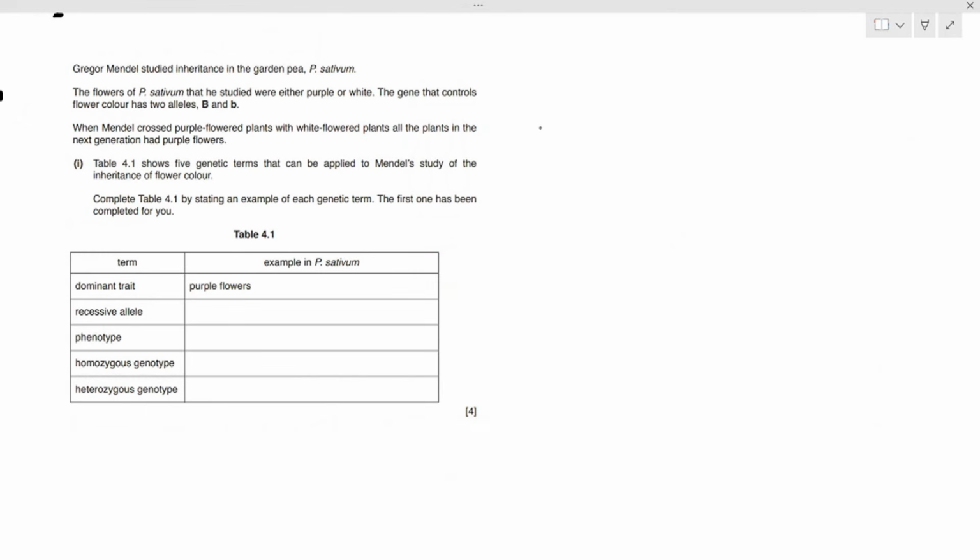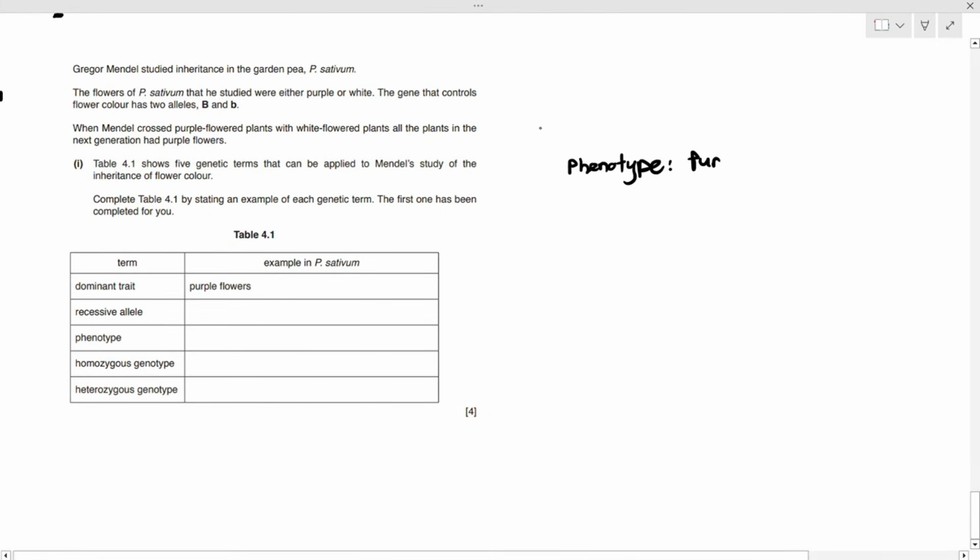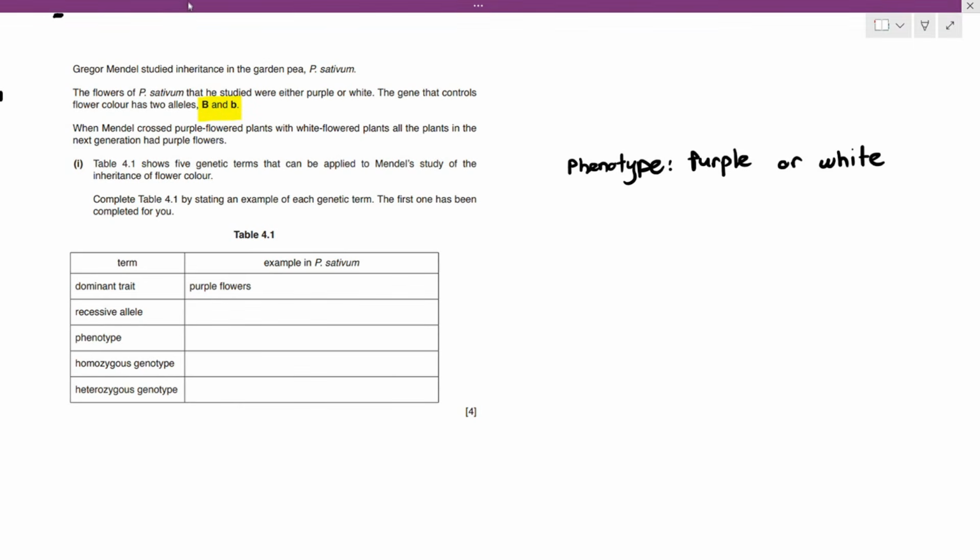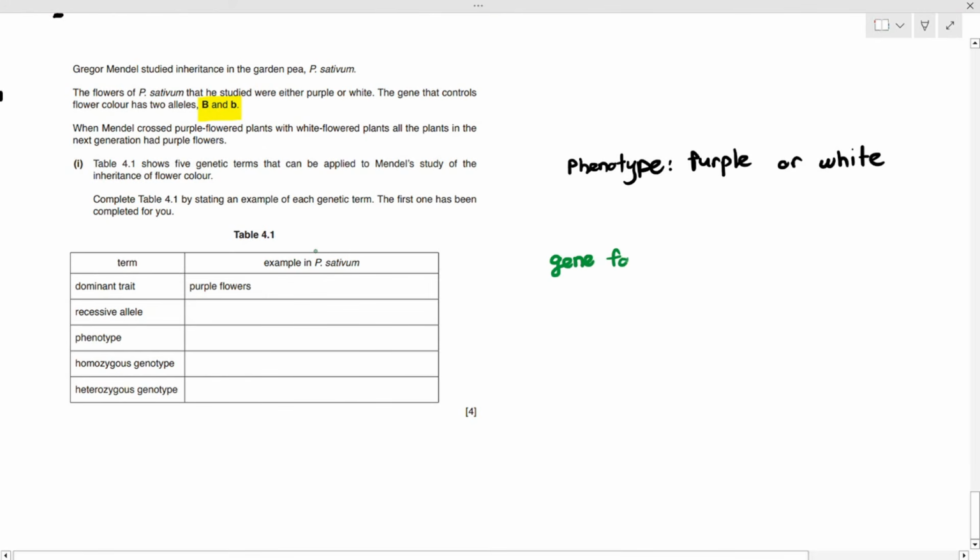So as you can see in this example here, Gregor Mendel studied inheritance in the garden pea, P. sativum. The flowers of P. sativum that he studied were either purple or white. So these are observable characteristics. It's either purple or white, so these are phenotypes. The gene that controls flower color has two alleles, large B and small b. You see, in this example here, they are giving you the alphabets. So you have to follow the alphabets that they give you.